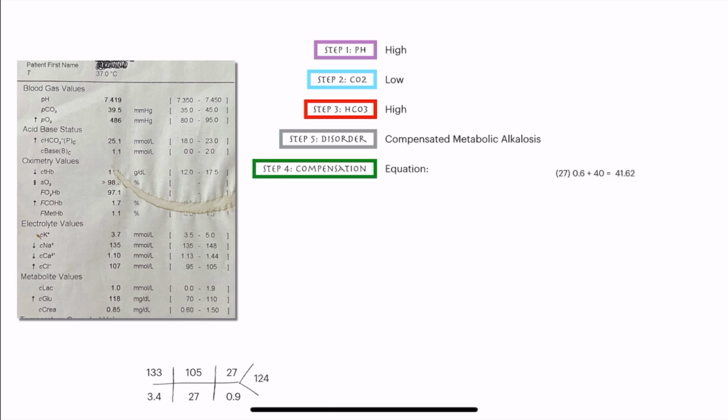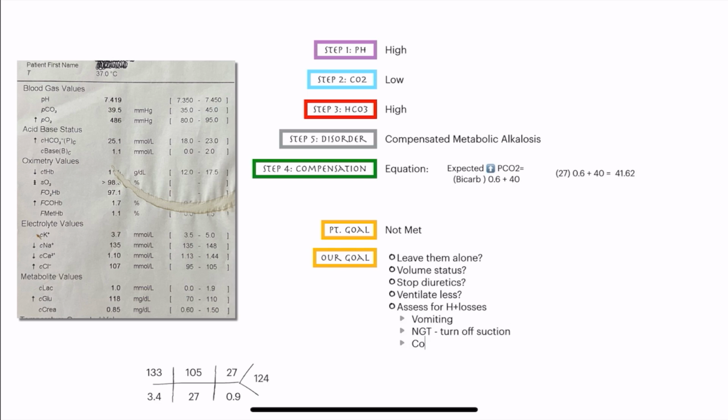This is our equation. We anticipate that for the rise in PCO2, our bicarb times 0.6 plus 40 is what we anticipate our hypercarbia or respiratory acidosis should be. And that should be 41.62. So are they meeting that goal? No, they're not. What do we need to do for them?